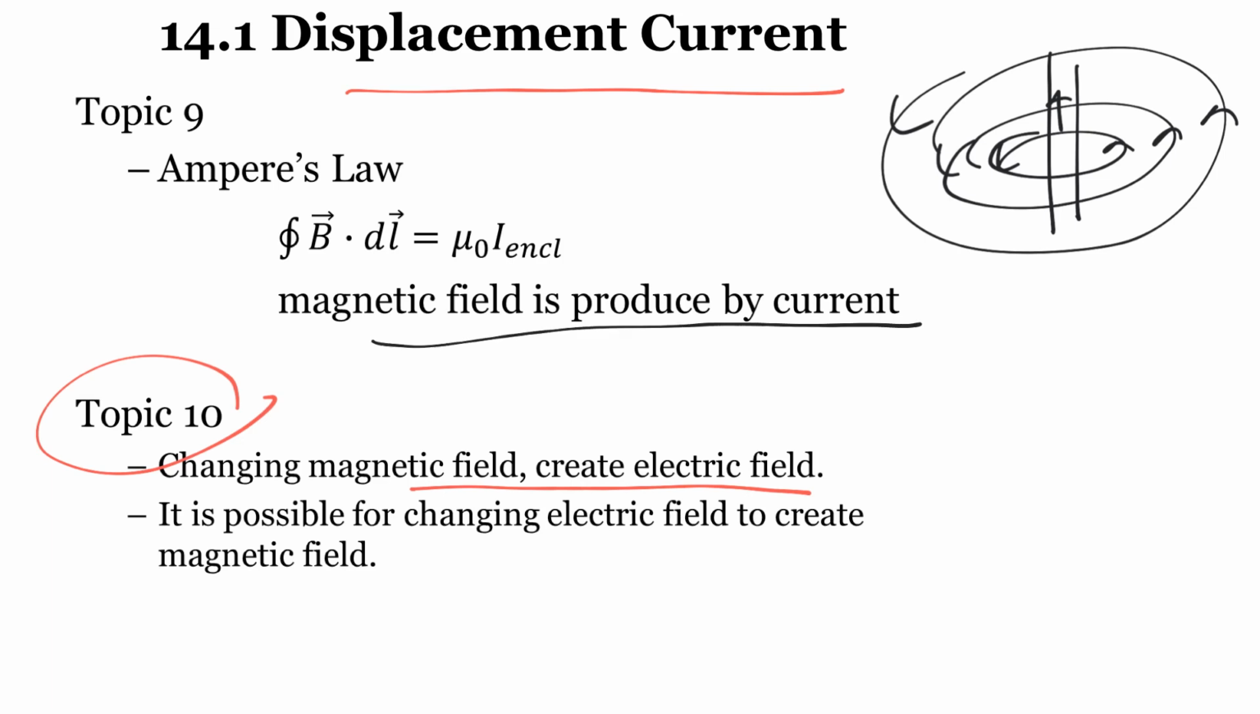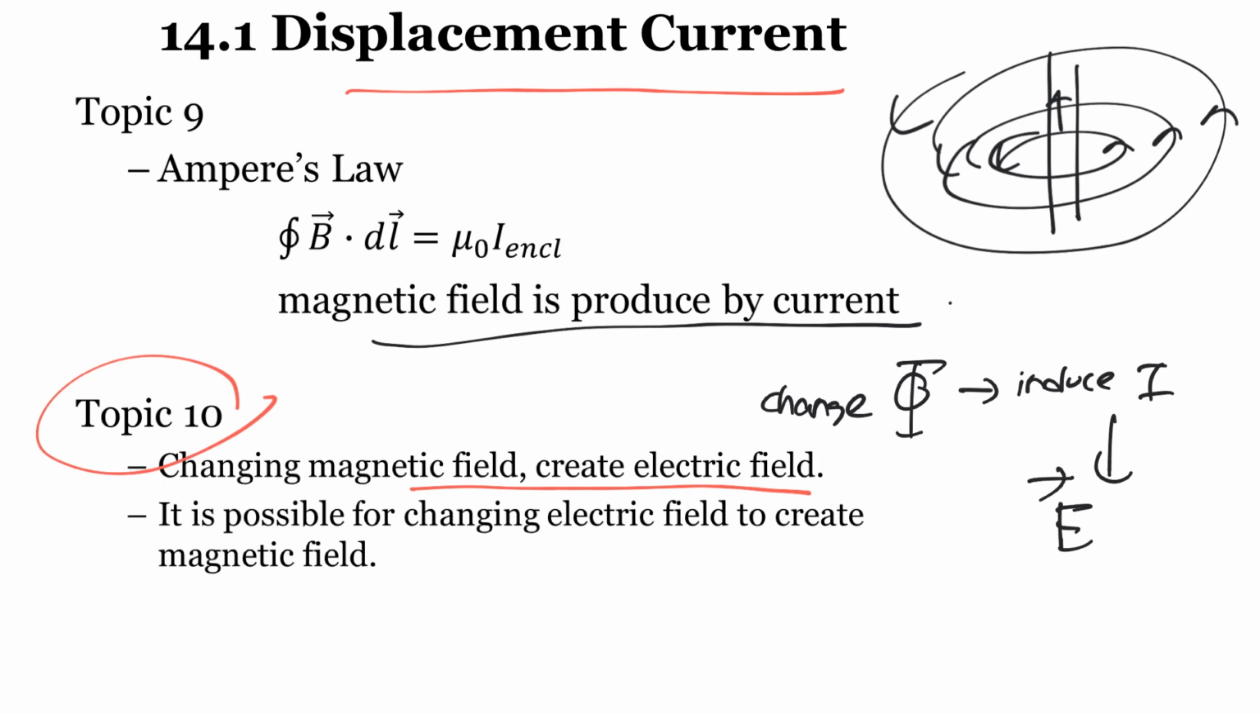Then in topic 10, we discussed what happens if we have a changing magnetic flux. A change of magnetic flux is going to induce current, which means that when we have a current, definitely we are going to have an electric field, because the electric field is the one that actually does work to move charge from one point to another. So that's why for this we come up with the formula: the change of magnetic flux induces electric field.